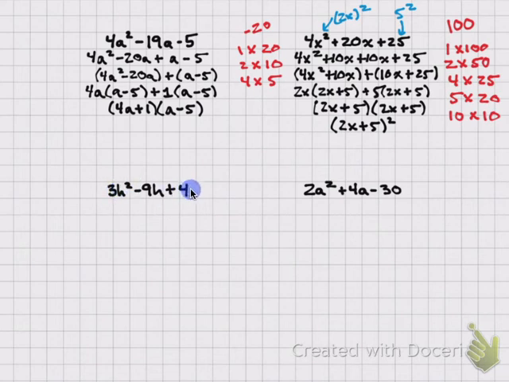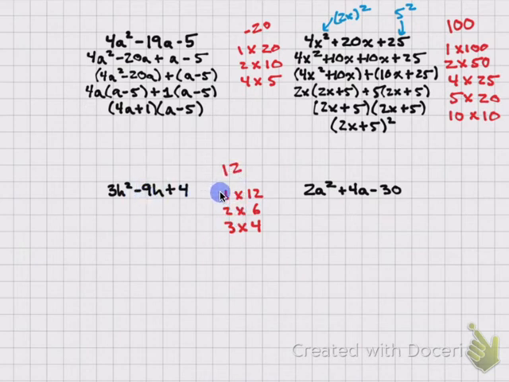So 3 times 4 is 12. So we're going to look for factors of 12 that add to negative 9. So we've got 1 times 12. Of course, they could be both positive or both negative. 2 times 6, both positive or both negative. 3 times 4. Both positive and both negative. So, are there any factors of 12, two numbers that multiply to give 12, that add to give negative 9?